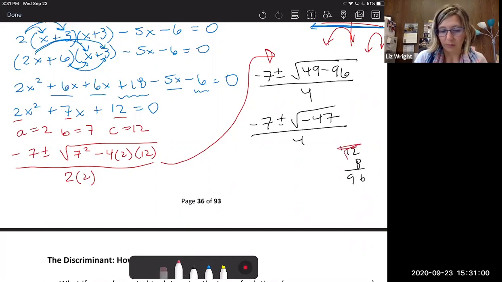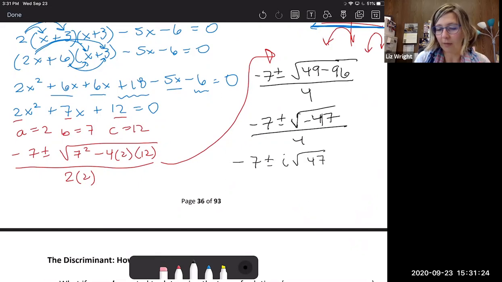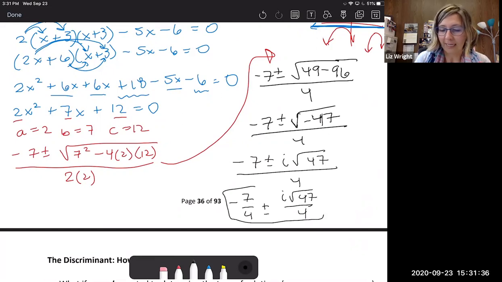And so I'm looking at my final answer, and I don't see anything that we're going to be able to simplify with the negative 47, but I do see something we can take out. I didn't mean to erase that. We have a negative right here and we can pull that out. So we could say negative 7 plus or minus i root 47 all over 4. And then we can split it up, right? So we can write negative 7/4 plus or minus i rad 47 all over 4. So yet again, that means that we do not have any x-intercepts for our graph on that one.